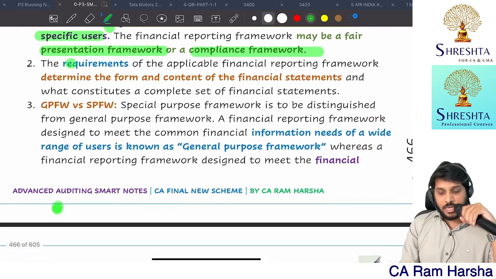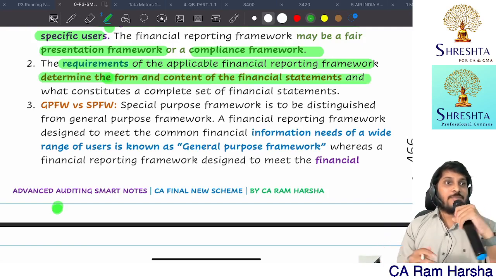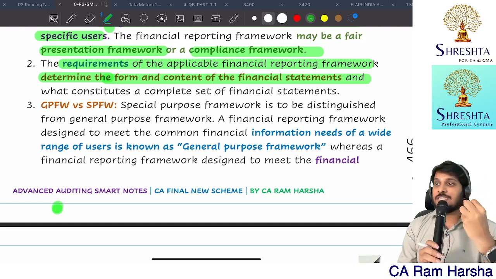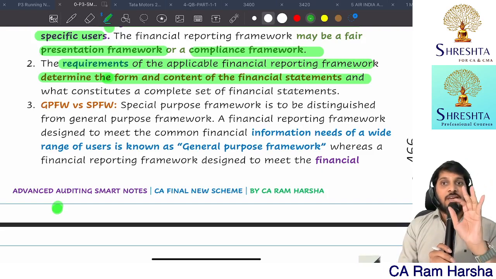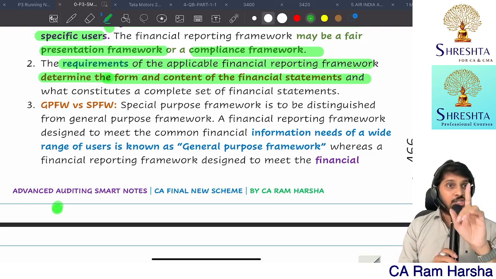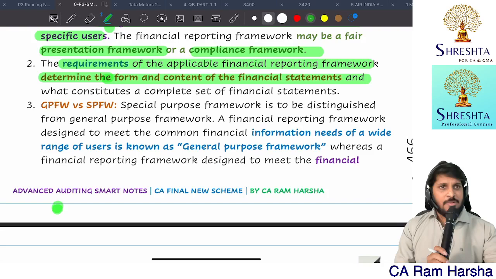Now, the requirements of the applicable framework determine the form and content. Obviously, depending upon the user requirement, only the form and content of the financial statements is decided, right? Here, the user will decide the form and content of the financial statements. And remember, by nature, special purpose financial statements are confidential in nature. They are not public documents.